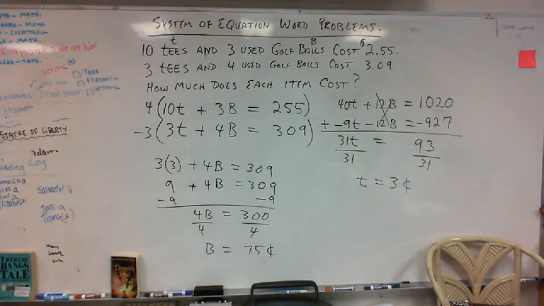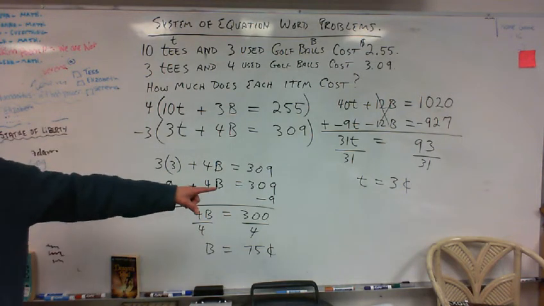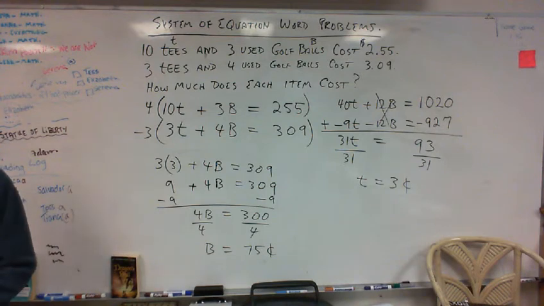So let's see. Let's read our question. How much does each item cost? The tees cost 3 cents, and the balls cost 75 cents. That's so cool. Isn't that cool? I mean, I think that's almost like magic.